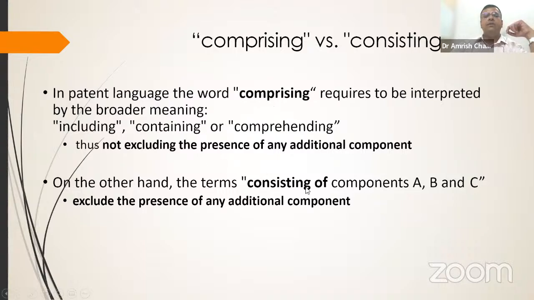Okay? But when you say consisting of, it means that it will have only these components A, B, and C, and nothing else other than this. So that is where the difference is between comprising and consisting, and this is very important when you are drafting claims, because these are very small words. You will get a grant when you write comprising, and you will get a grant when you write consisting also, but the scope of the claims will vary.